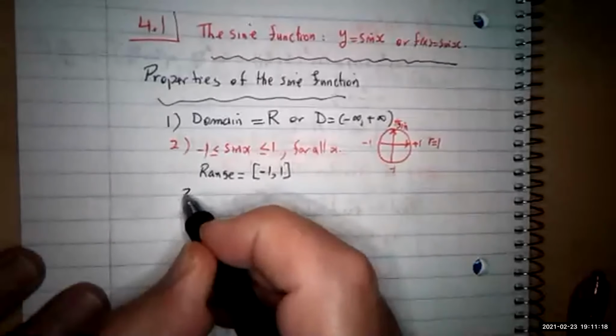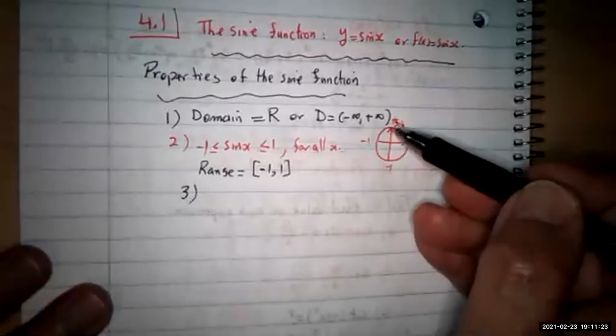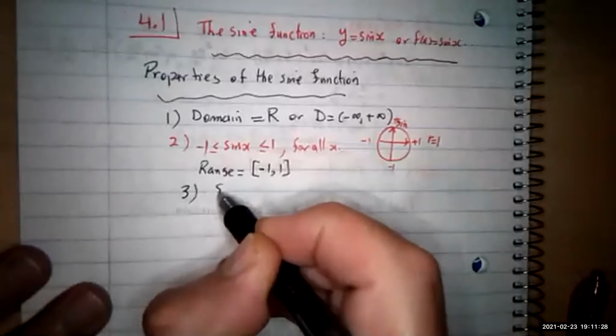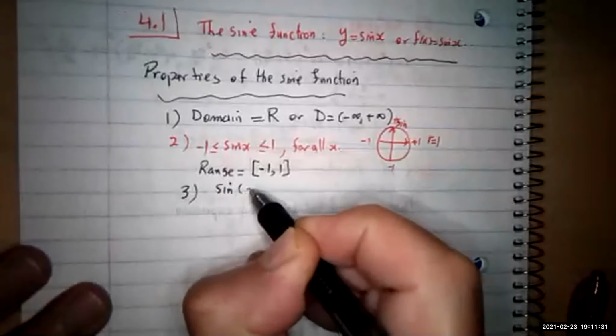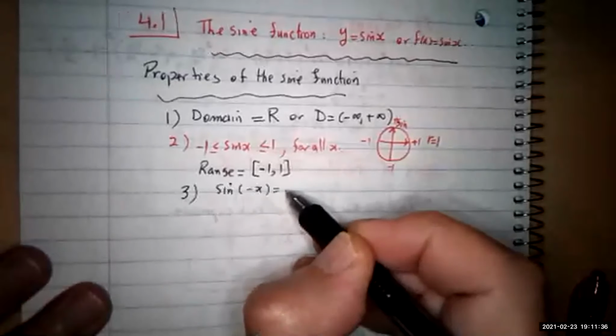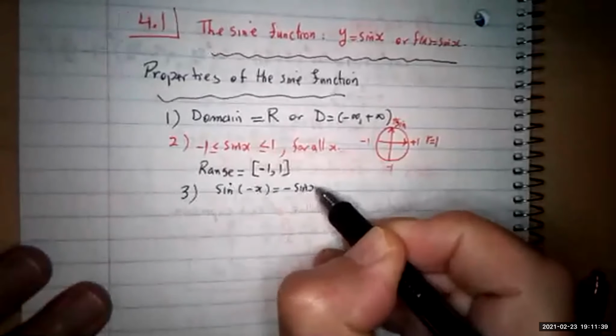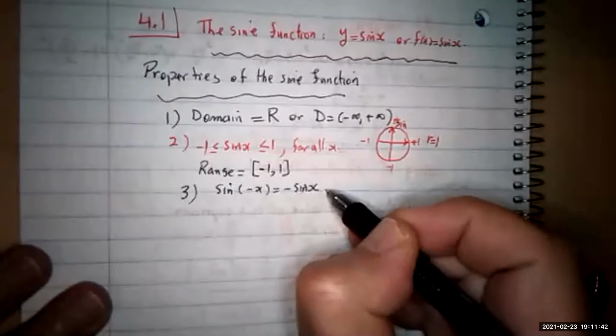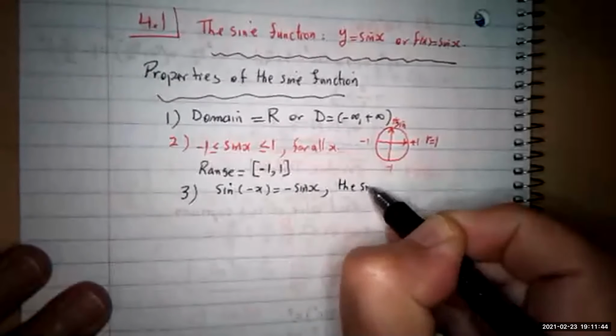What's going to be the third one? We already talked about it. If you are on the top, it's positive. If you go down to the bottom, it's negative. So remember, it's an odd function. The sine of negative x is equal to negative sine x. That's it. So the sine function is odd.